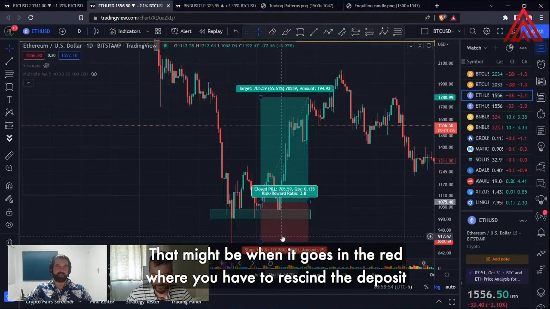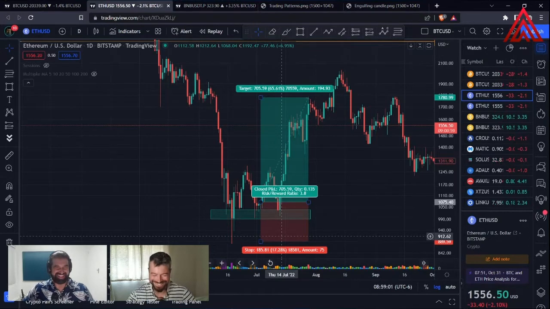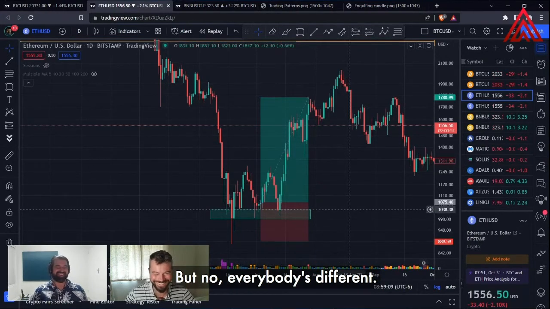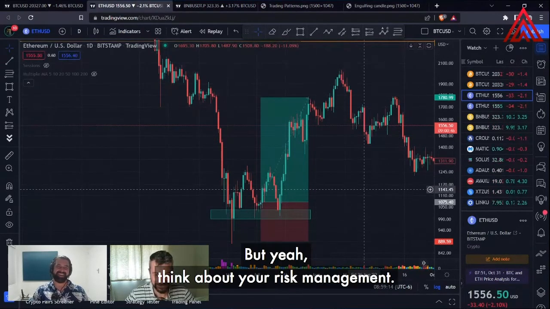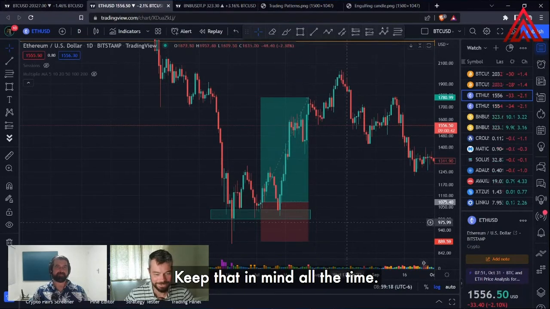That might be when it goes in the red where you have to rescind the deposit on the Lamborghini, right? Yes. I wouldn't put a deposit on a Lamborghini with a huge trade open at the same time, but everybody's different. But yeah, think about your risk management. Very, very important. Keep that in mind all the time.